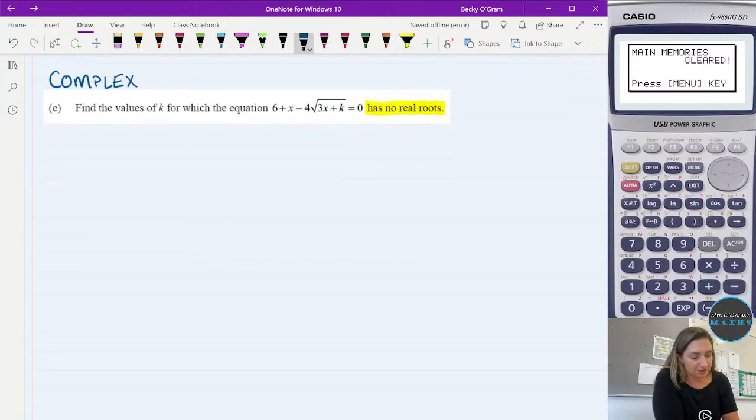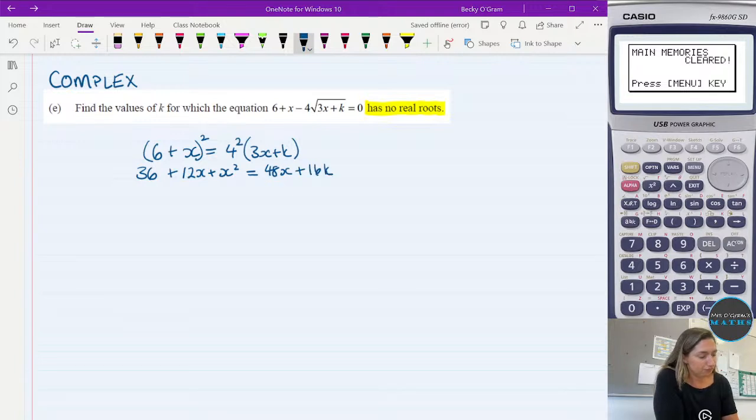Okay, so let's start with this equation here. I'm going to take the square root over to the right-hand side and then square both sides to get rid of the square root. So if I was to do 6 plus x squared, that's going to get rid of that bit there and square the 4 as well. So we end up with 36 plus 12x plus x squared is equal to 16 times 3, which is 48x plus 16k.